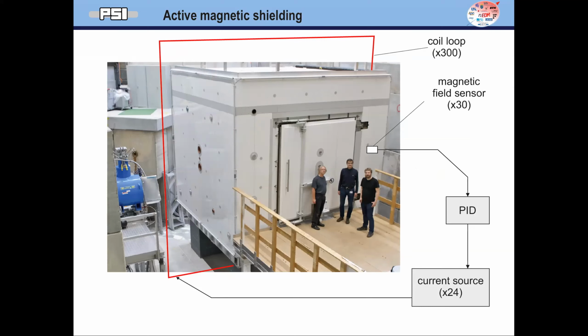And so one more layer of protection then is a structure around this shield with many, many coils, like 300 coil loops, and then magnetic field sensors that measure the magnetic field, and then a complicated PID control that takes the 30 sensor values and controls 24 current sources, which then drive a combination of these 300 coils, such that the magnetic field inside does change as little as possible if a superconducting magnet next door switches on or off.